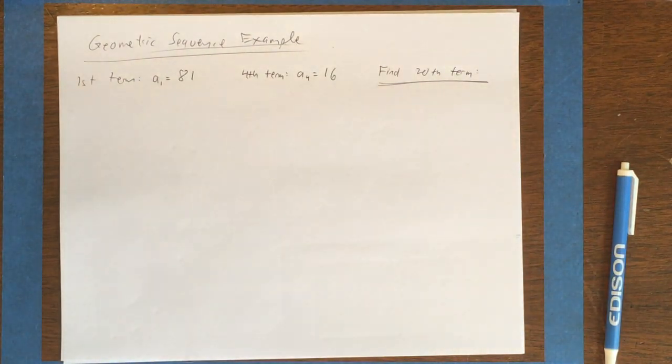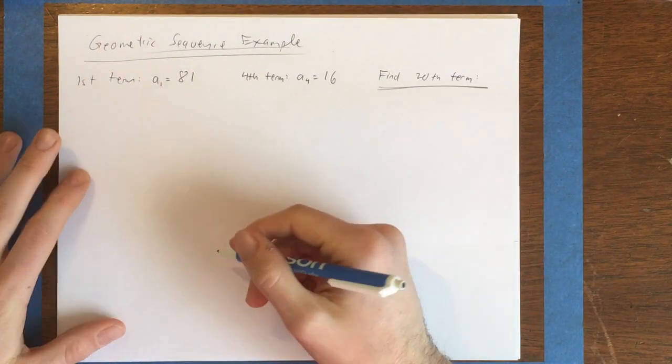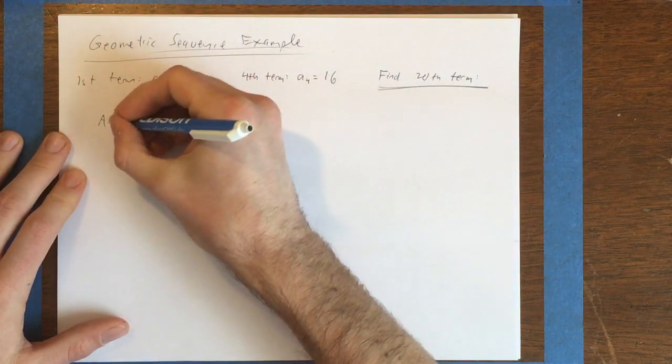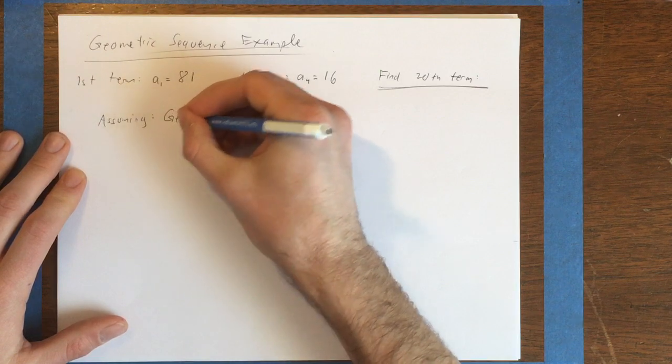All right, let's do another quick example of a geometric sequence. This is very similar to the example I showed for an arithmetic sequence, where we essentially used a slope formula to calculate the common difference, and then we were able to get a formula for that arithmetic sequence, which we then used to find the 200th term. So we're going to do something similar here with a geometric sequence. So assuming geometric, right? That's key. Again, we're going to assume we know what type of sequence it is.